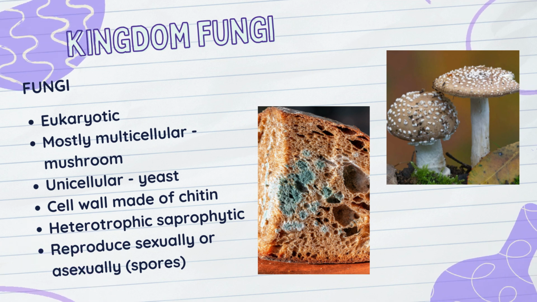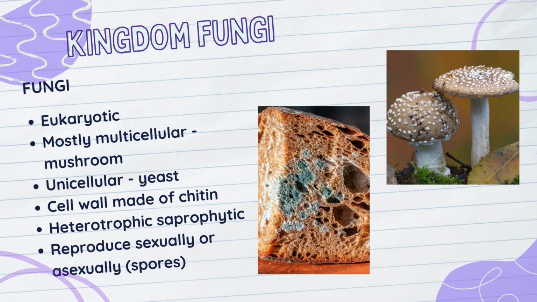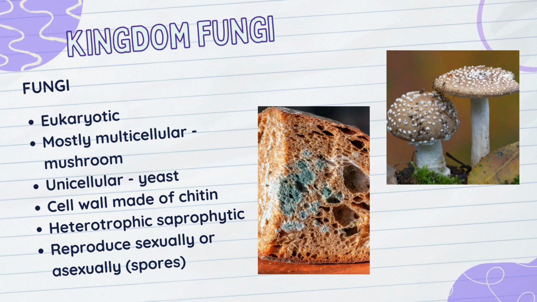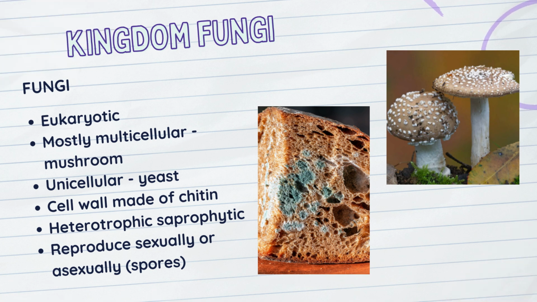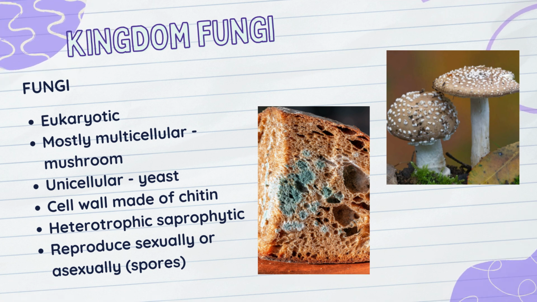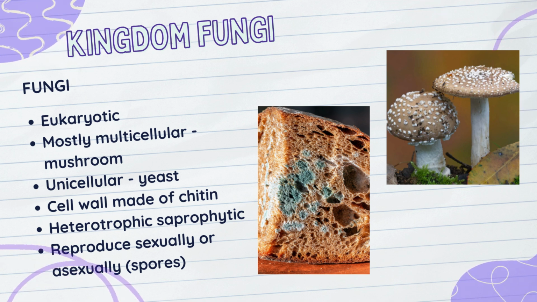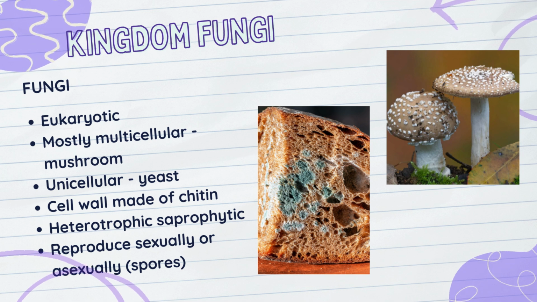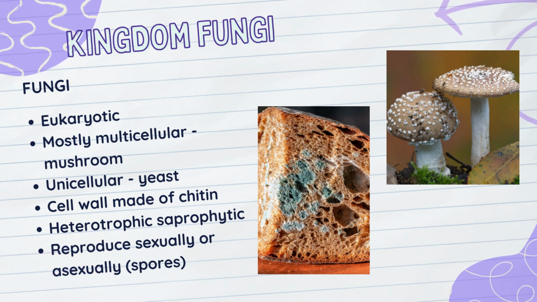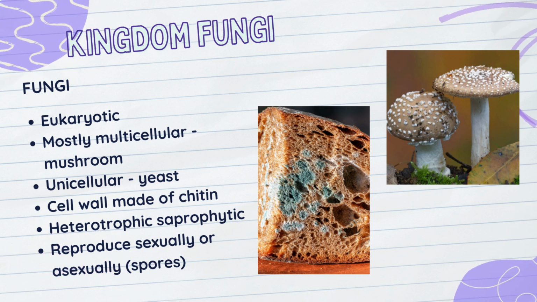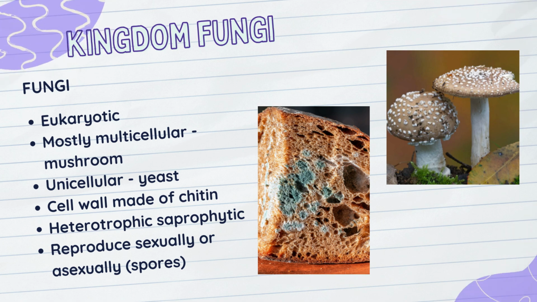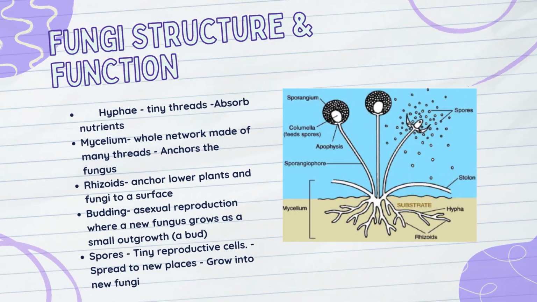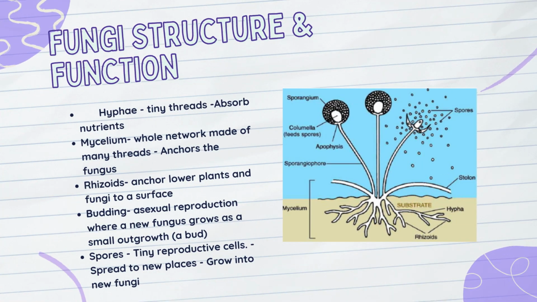Fungi also reproduce sexually and asexually with the use of spores. We'll look at how that happens later. And their main role in the environment is that they act as decomposers, hence why they are known to feed on dead matter or to be parasitic. So now let's look at the structure of a fungus.